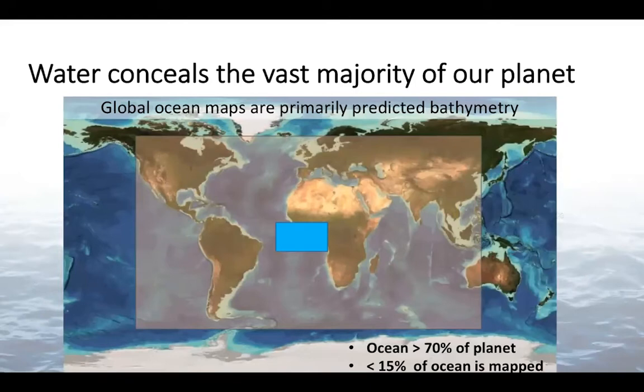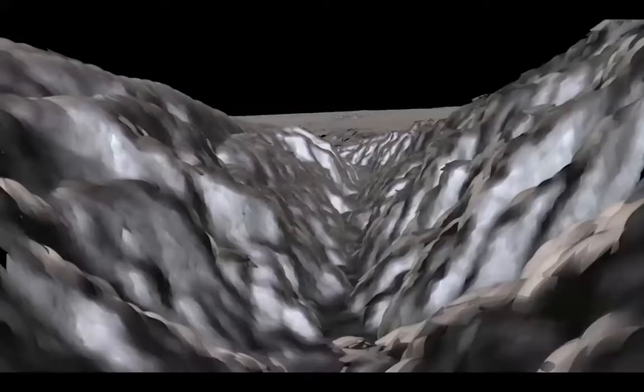So then we get to the problem that water conceals the vast majority of our planet, and the majority of what we've got for global ocean maps are predicted. This is a really simple way of showing the whole scale of the planet, roughly 70% of that being ocean. And our best estimates are maybe less than 15% of that has actually been mapped with direct measurement. And of those measurements, not all of them are modern methods. Some of them might be lead line, literally dropping the weight off the side of the ship. Some of those might be contours. So we really don't have a lot of information.